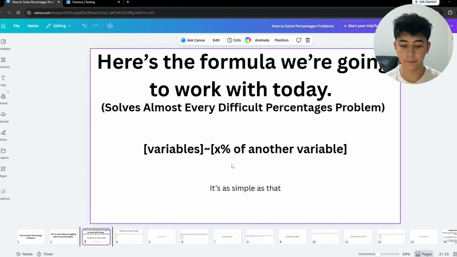This formula here is a list-based regression. You can practically solve any difficult percentage problem using this formula. Now, how this formula works can be better explained through solving problems, so for now, it's going to have no meaning for you.